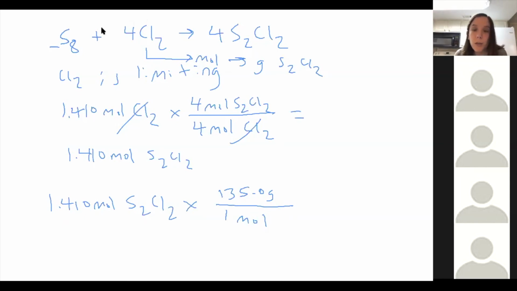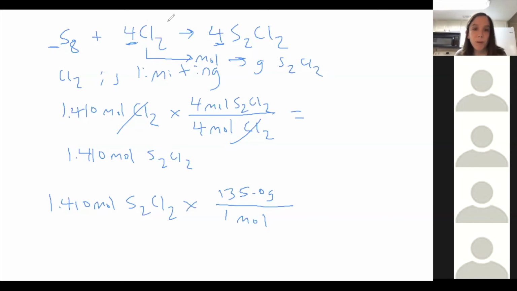Okay, so there's a question about how I got 4 moles of S2Cl2. That comes from this equation. You look at the coefficients in front, and we can see there's no number right here, so that's just 1, and then there's 4 and 4. And so the molar ratio between Cl2 and S2Cl2 is a 4-to-4 ratio.